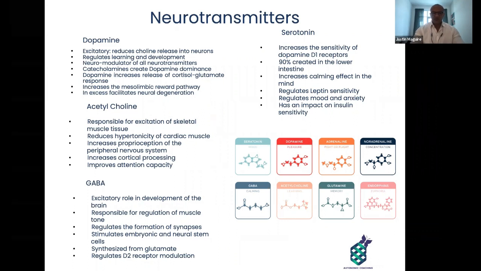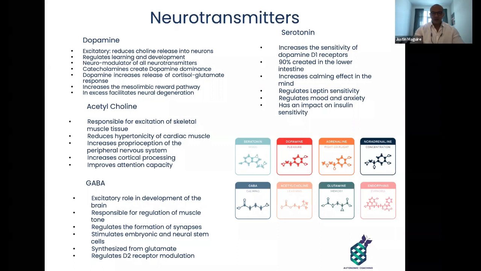So gamma-aminobutyric acid is very important for that last point there. As I mentioned to you before, the difference between D1 and D2 is the activity of brakes or the acceleration. So GABA helps to modulate how well the body is able to accelerate dopamine activity.